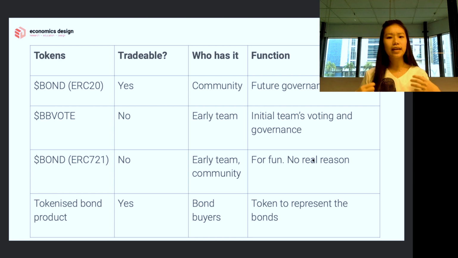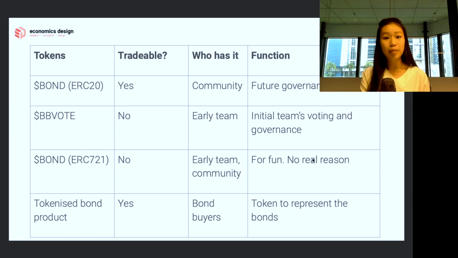The function is that it exists to function as a DAO, so it's for future governance. With the bond tokens, you can vote on a DAO, a decentralized autonomous organization. And you can vote on how this entire ecosystem will be running.